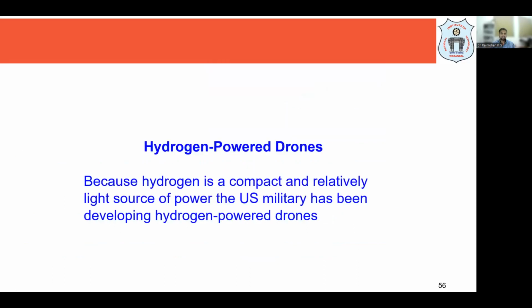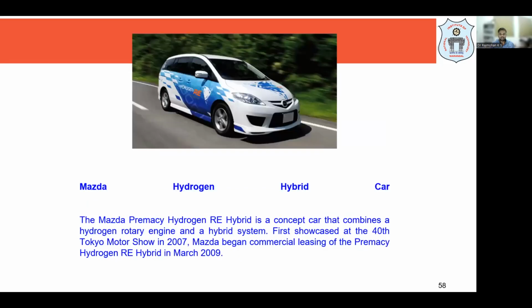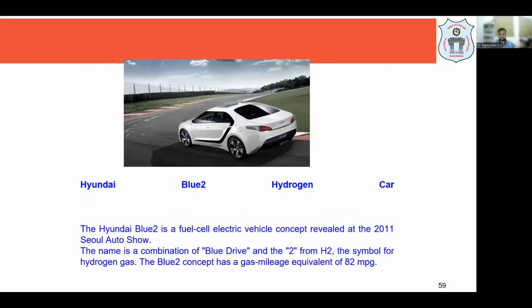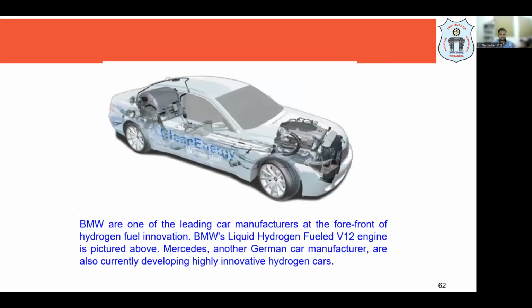Okay, so that way there are a lot of applications of hydrogen fuel cell powered vehicles, even on a small scale in drones. Instead of battery powered, hydrogen powered drones can be used, because hydrogen is a compact and relatively light source of power. The US military has been developing hydrogen powered drones for surveillance purposes. Okay, and you have this Mercedes hydrogen car, Mazda hydrogen hybrid car, Hyundai Bluetooth hydrogen car, Chevrolet Sequel, BMW Hydrogen 7, we have this BMW car.